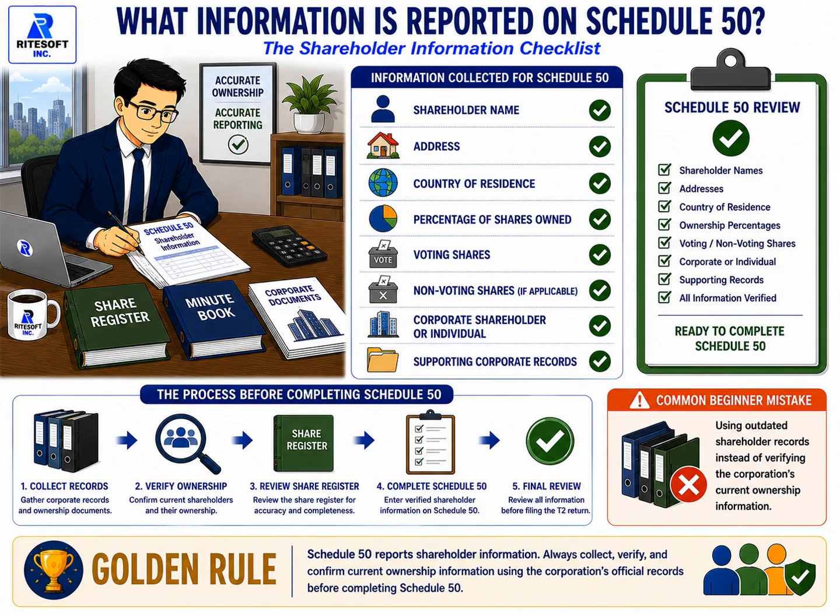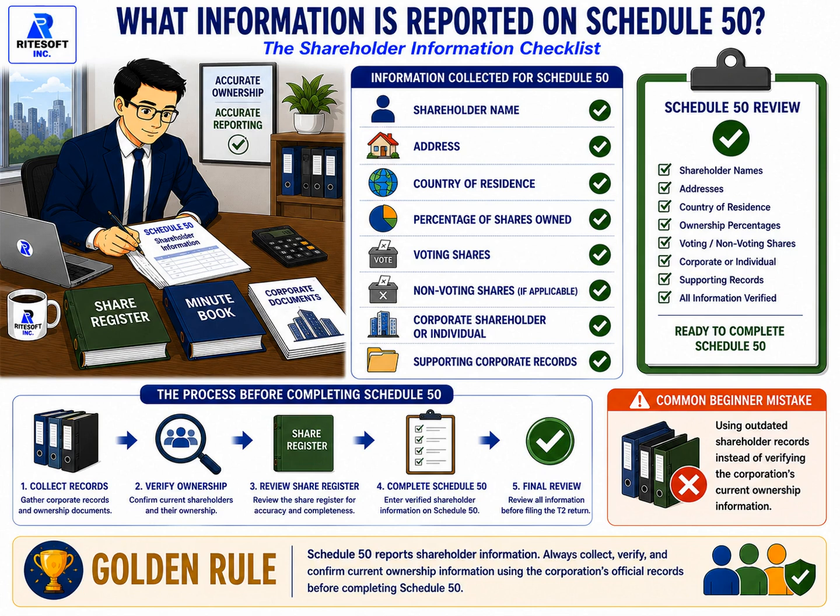First, collect the corporation's records. Next, verify the current shareholders and their ownership percentages. Review the share register for completeness and accuracy. Transfer the verified information to Schedule 50. Then perform one final review before filing the T2 return.